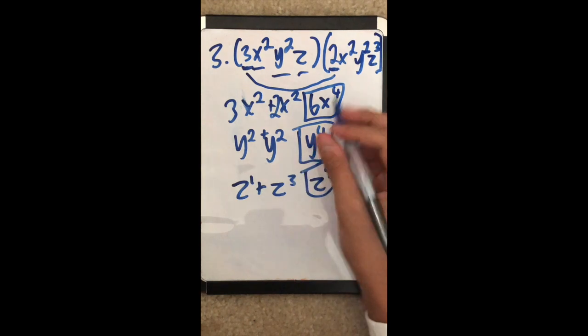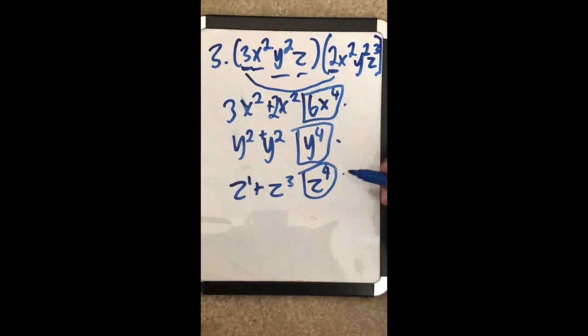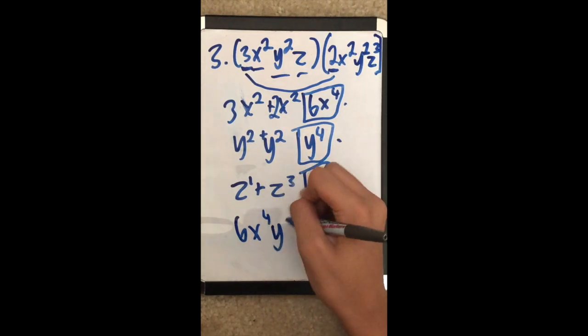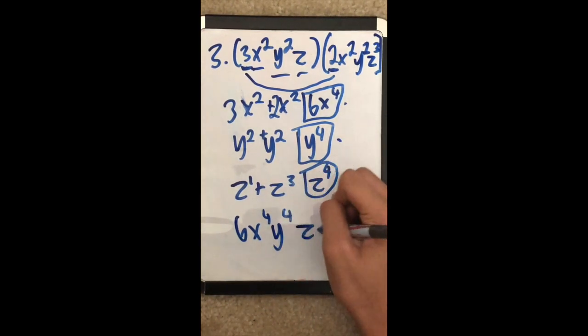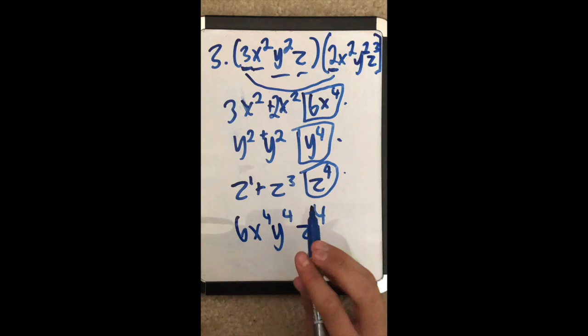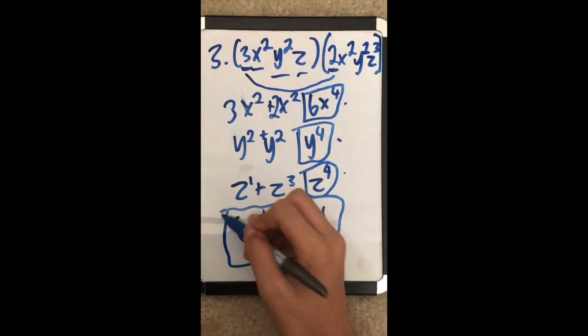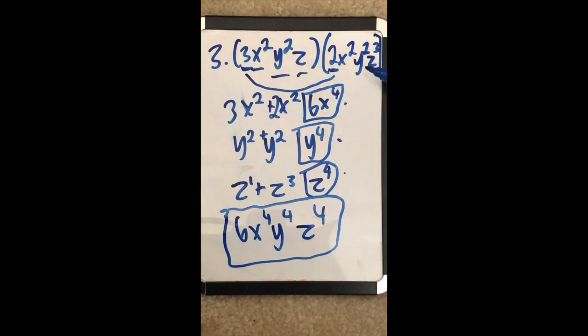So now we just have to do assembly. What comes first? x, y, and then z. So we have 6x to the power of 4, y to the power of 4, and z to the power of 4. As I told you before, these are very easy questions. Even though it looks very big, very convincing, very tough, it is not very tough.